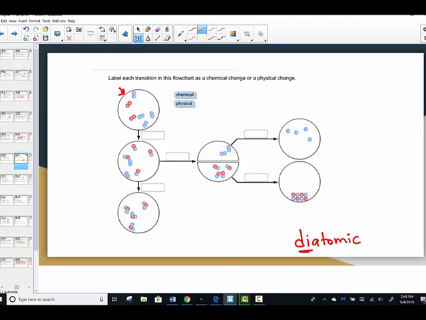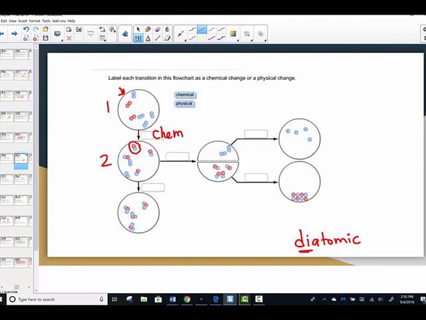When we process from circle 1 to circle 2, kind of heading down the row here, we notice that all of a sudden, looking from here to the next circle, I have a different type of molecule. Oh, it's still diatomic, but now I have a blue and a red atom bonded together. That's new, isn't it? It wasn't in the original. Making something new is a chemical change.